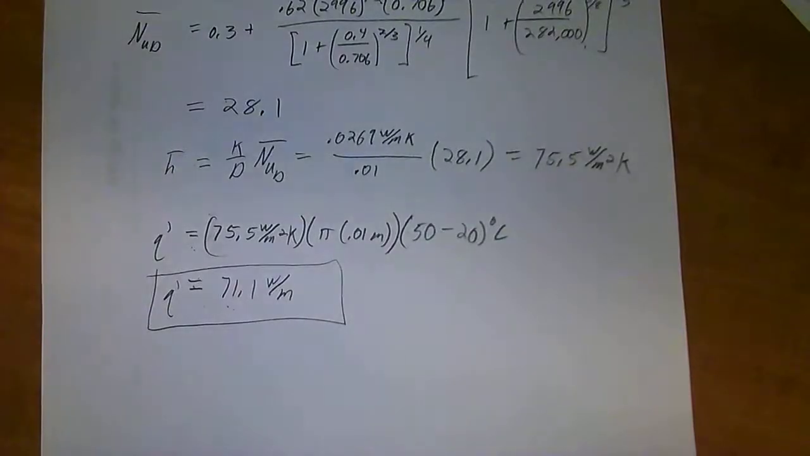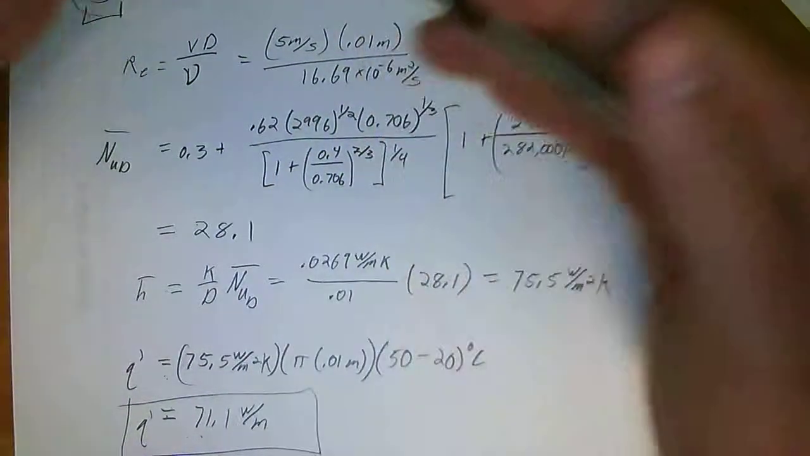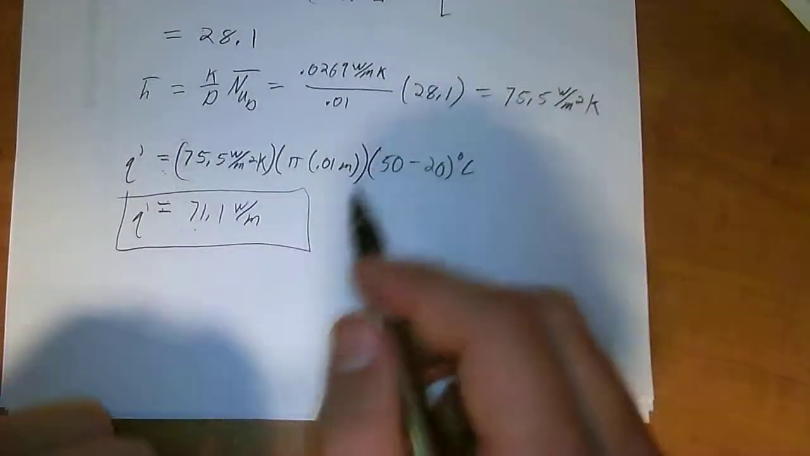And that's the Churchill-Bernstein correlation. Pretty darn easy. It's just an equation and you plug in the values. The only thing you really have to look for is the Reynolds number, and then everything else just falls out of that.